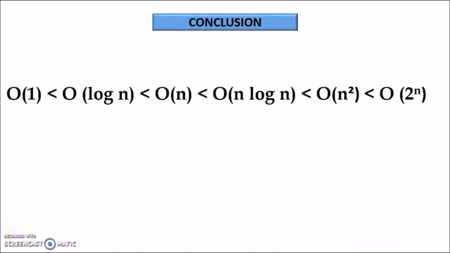Now that we have seen all the examples of big O time complexity, we can conclude that big O of 1 takes fewer steps compared to big O of log n, which takes fewer steps compared to big O of n, which takes fewer steps compared to n log n, and so on with n squared less than 2 to the power of n. Yes, I hope you understood this.